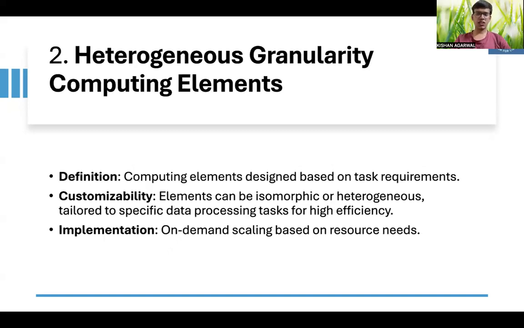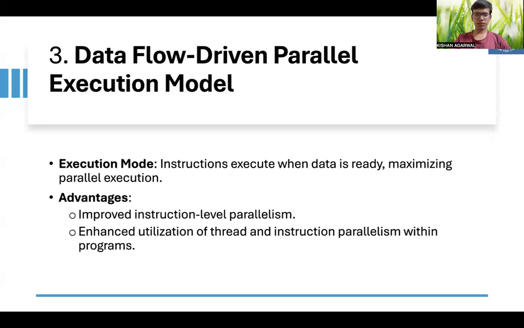Next comes our heterogeneous granularity computing element. So computing elements are designed based on task requirements. Next comes our customizability. That is very important. Elements can be isomorphic or heterogeneous based on the requirement, tailored to specific data processing tasks for higher efficiency. How are we going to implement it? Based on on-demand scaling based on resource needs, which we have already seen using cloud computing. Next, but very important, is the data flow driven parallel execution model.